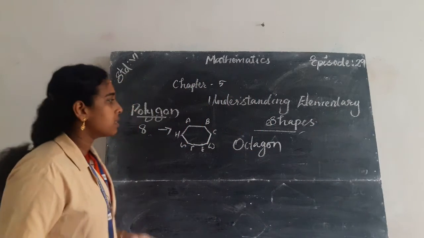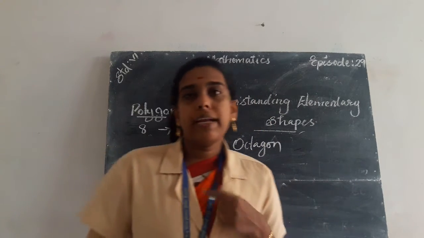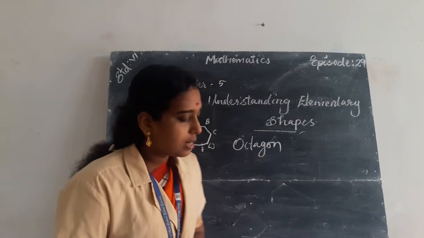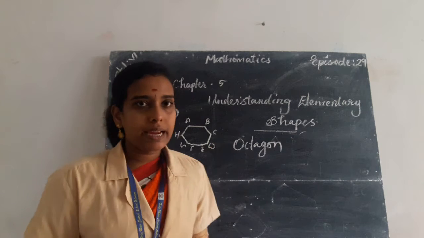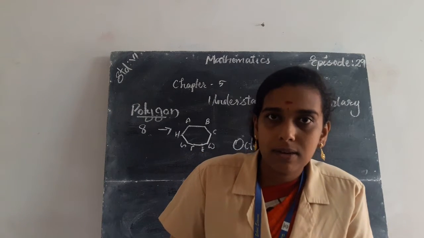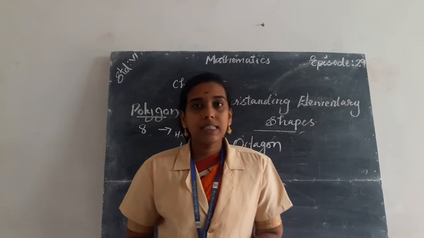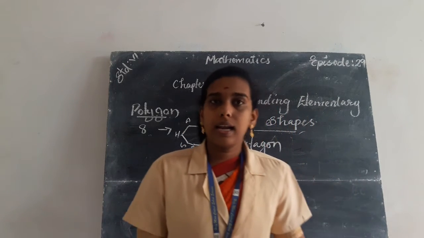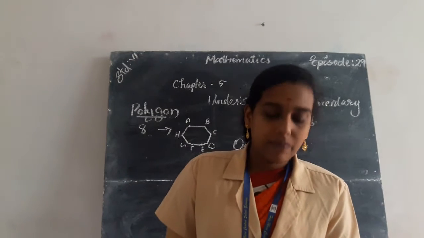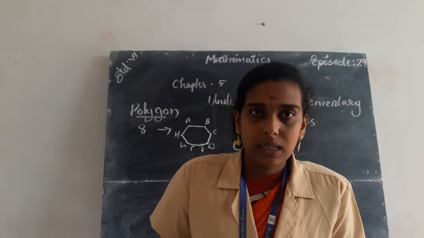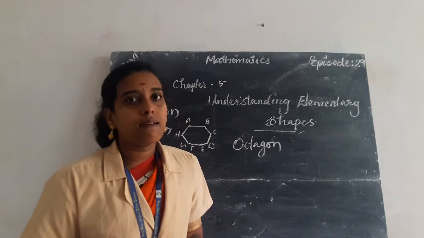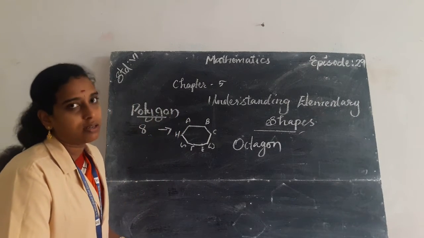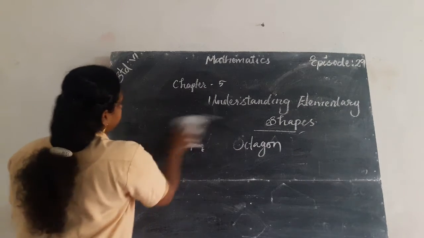So what do you mean by polygons? The figures entirely made up with line segments are called polygons, and polygons are classified according to the number of sides. The polygon with 3 sides is called a triangle, and the polygons with 4 sides are called quadrilaterals, for example square, rectangle, etc. Then the polygon with 5 sides is called a pentagon, a polygon with 6 sides is called a hexagon, and a polygon with 8 sides is called an octagon. Understood?